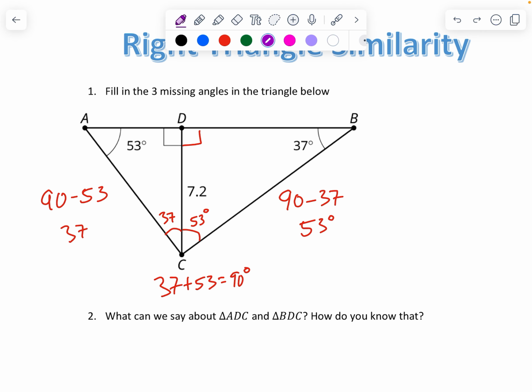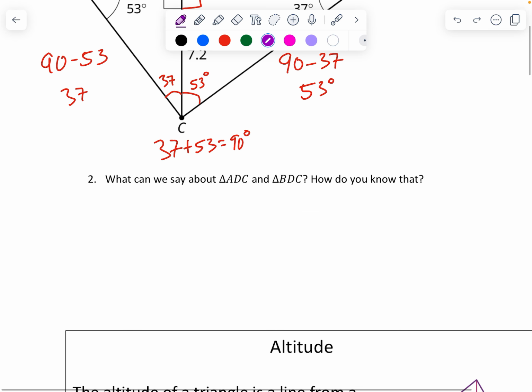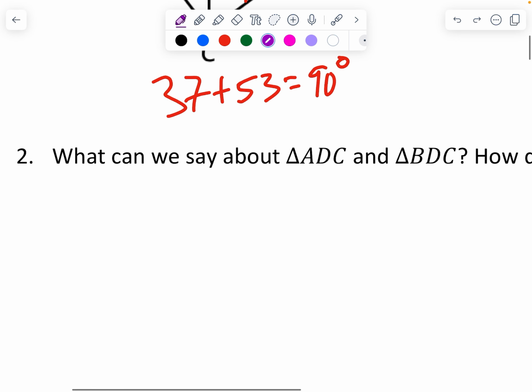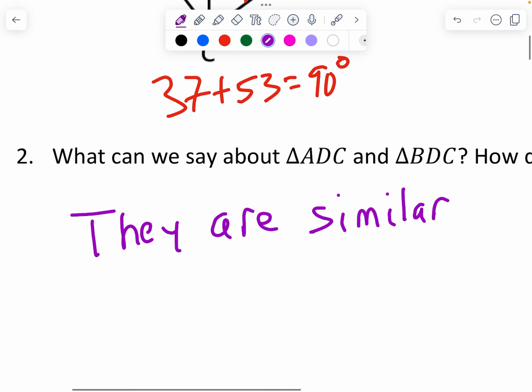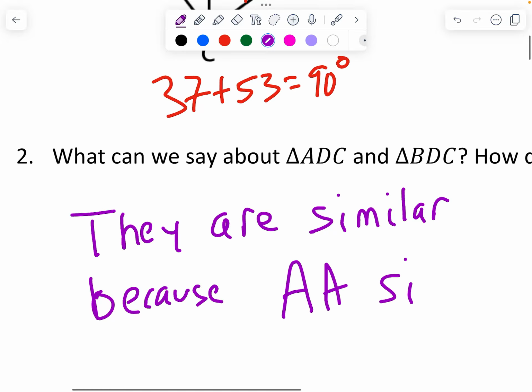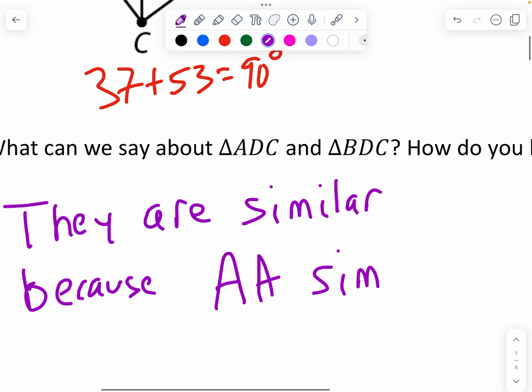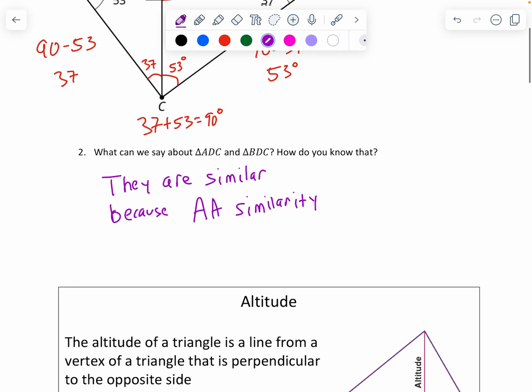And that's basically what I'm saying right here. They are similar because they have the same angles. Or if we wanted to use our theorems, we could just say because of similarity, because remember, you only need two angles to know that they're similar, but we know all three.